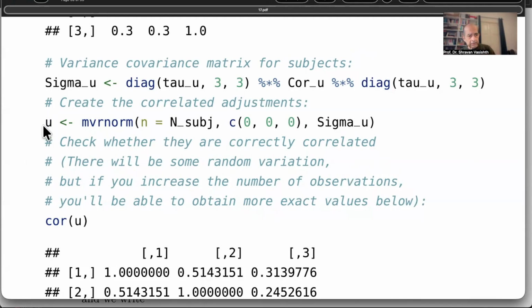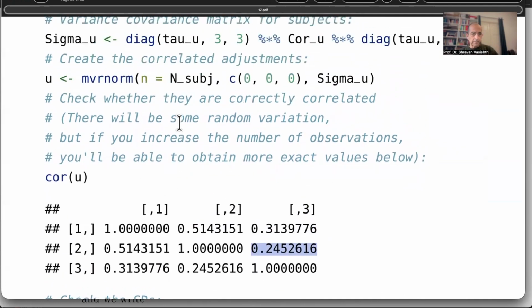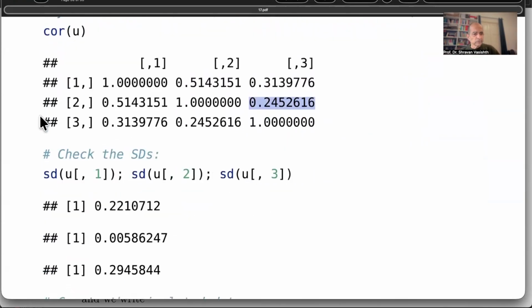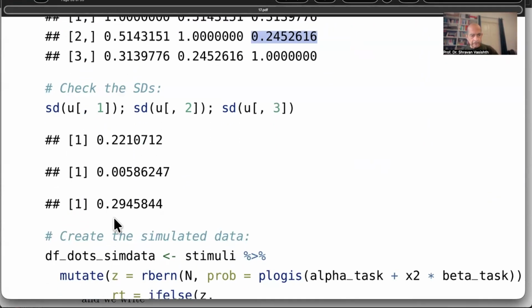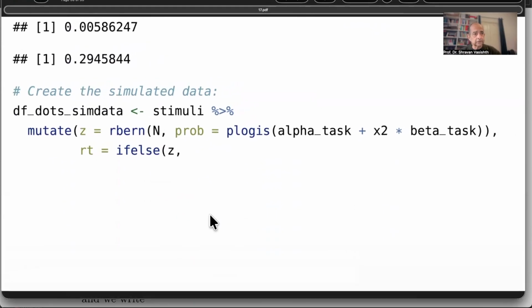You can also check whether the correlations between the three are roughly 0.3. Because we have very little data here, they're not exactly 0.3, but they're close enough, in the ballpark. This is the correlation between the 3 columns in the U matrix. It's just a sanity check. You can also check the standard deviations of each of the columns, and those are also roughly the numbers that we have put in. So now we create the simulated data.